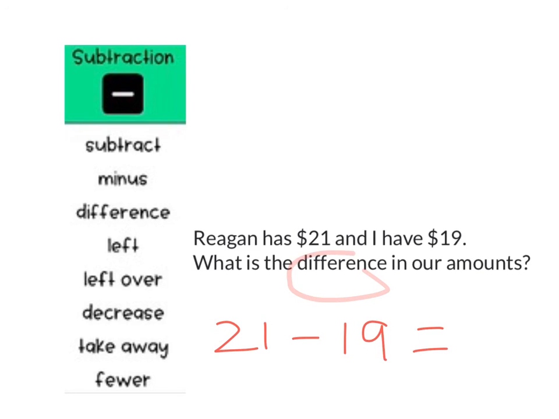So today what you're going to do is you're going to be given the equation and you have to write a word problem that would use that equation to solve it.